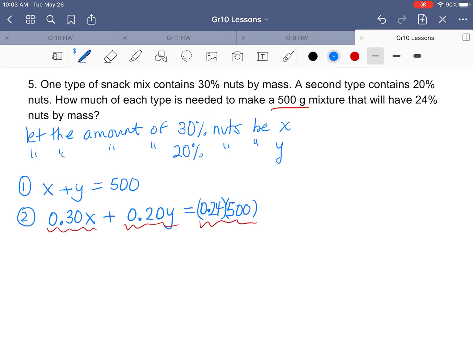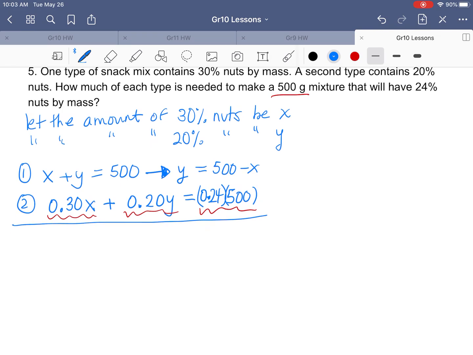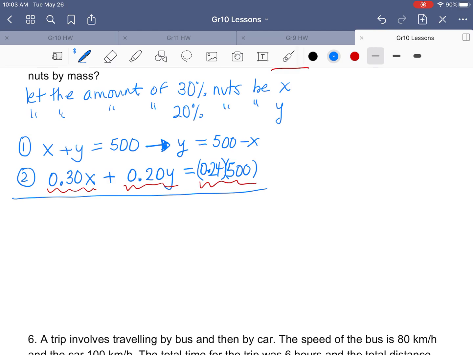Now that we have our two equations, I'm going to use substitution. You are welcome to use elimination if you wish to solve for x and for y. So I'm going to take the first equation and I'm going to isolate y. So I have y is equal to 500 minus x. And now I'm going to put my first equation into my second equation. So 1 into 2.